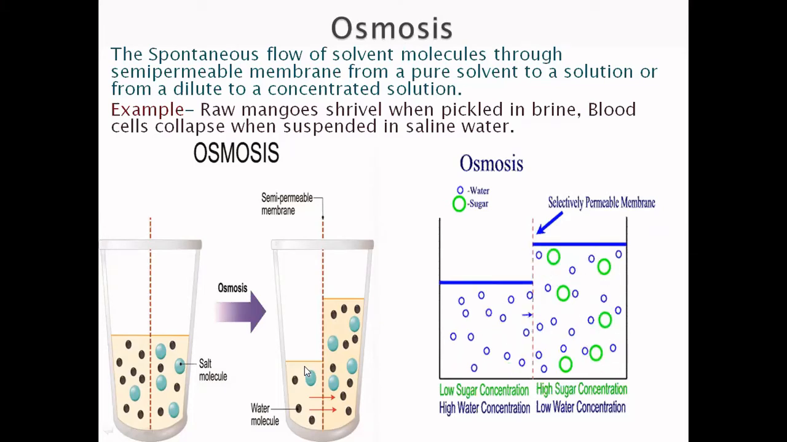We observe that salt molecules from this region will not move from this region to this region, but the solvent molecules, which are represented by these black bubbles, move from this region to this region through the semi-permeable membrane. This is what we call osmosis.